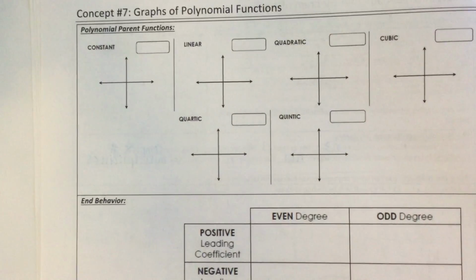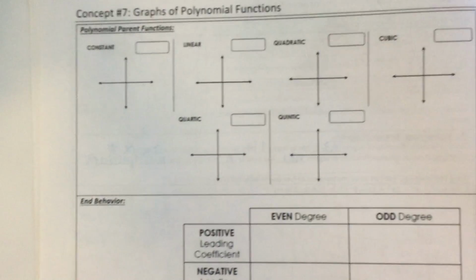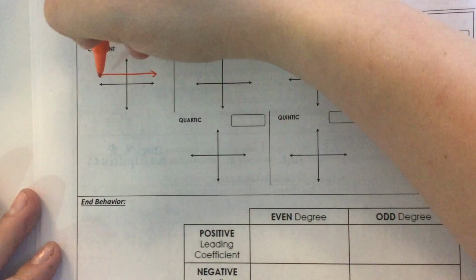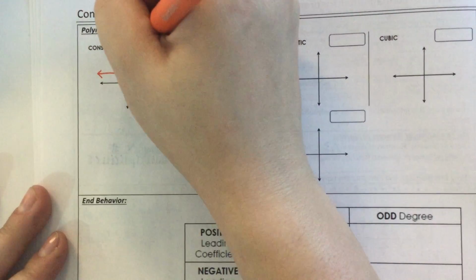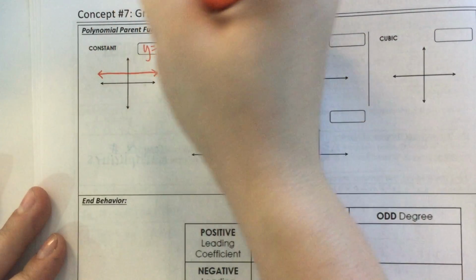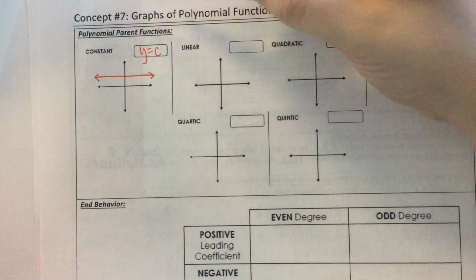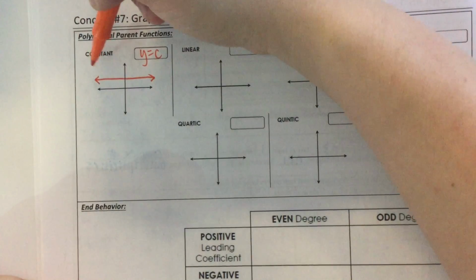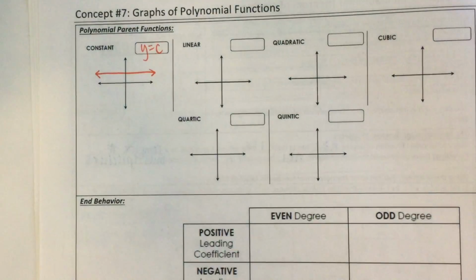So the first one we're going to talk about is a constant parent function. Basically what that looks like is a horizontal line through some point on the y-axis. So we're going to call that y equals c. C can be any number you want. So say this is 1. If it was y equals 1, it would be a horizontal line through 1 on the y-axis. That's the constant parent function.